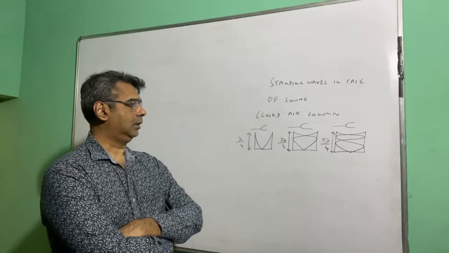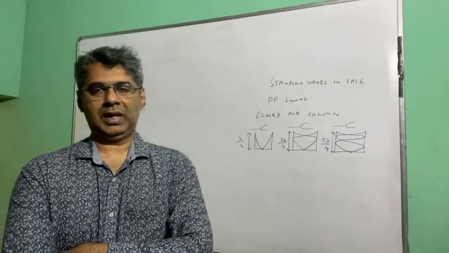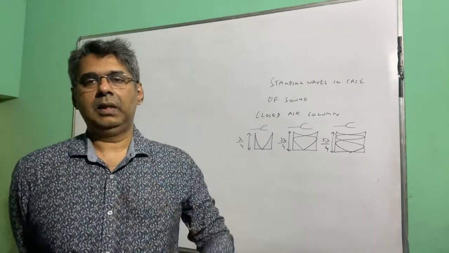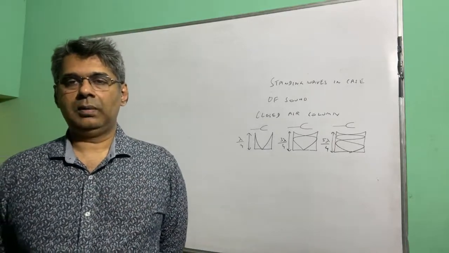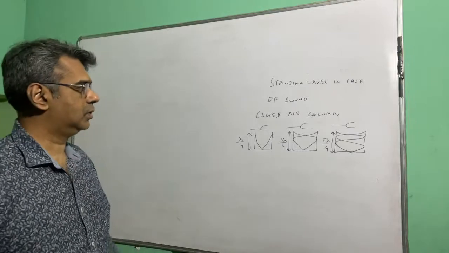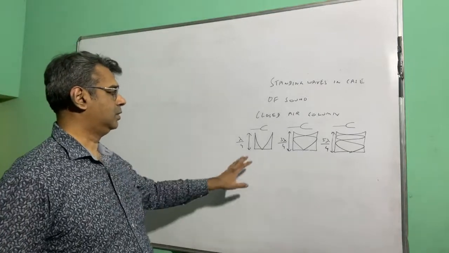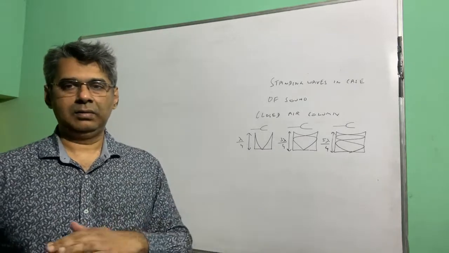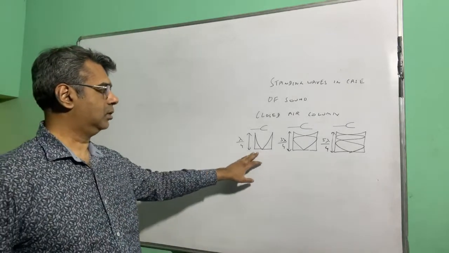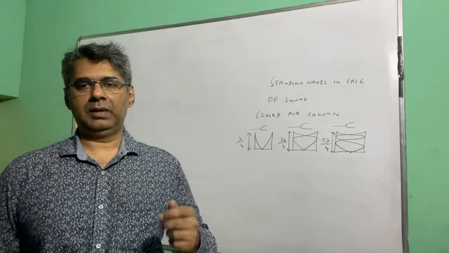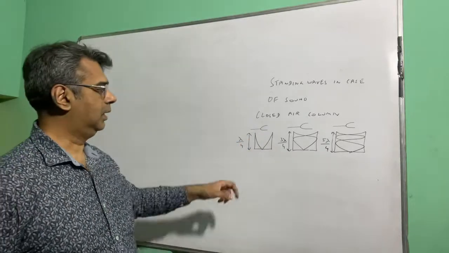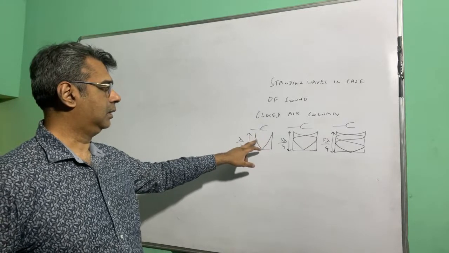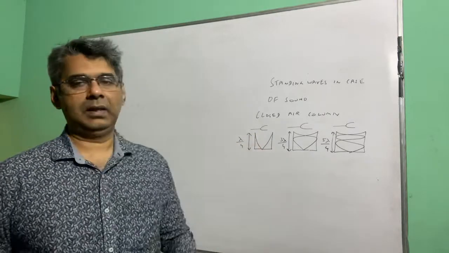So if you are talking about standing waves in case of sound, there is this very famous activity called open air column and closed air column. First we'll discuss closed air column. You have to take an air column, basically one end will be totally closed. So this end is closed, this end is open, and you will have to sound a tuning fork at the open end.